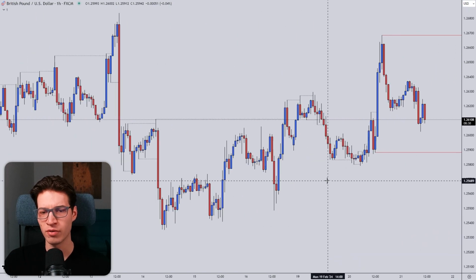Pound has not been good in the last couple of months. It's not producing those trends. It's not producing those large impulses that actually continue. We have taken some trades, but it did end up being a loss.